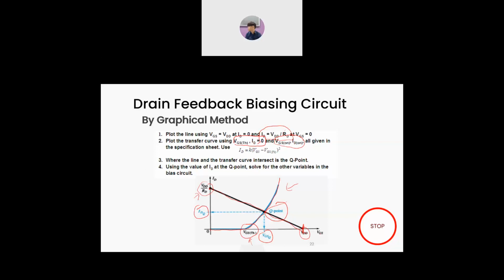Given that you have VGS(on) and ID(on), you can solve for your K, because K is ID(on) over VGS(on) minus VGS(th), squared. Remember I told you in the previous class. So using the information from the datasheet, you can solve for your K. This intersection is the Q point. Using the value of ID at the Q point, or VGSQ, depending, we can solve for other variables of interest in the question.